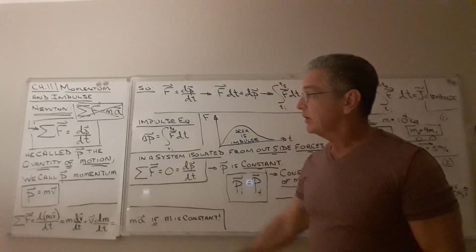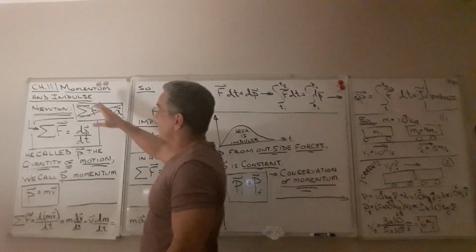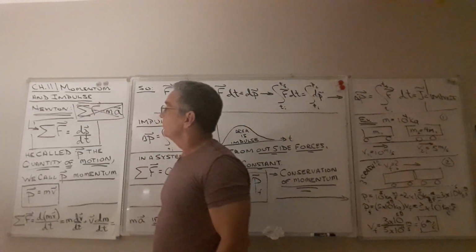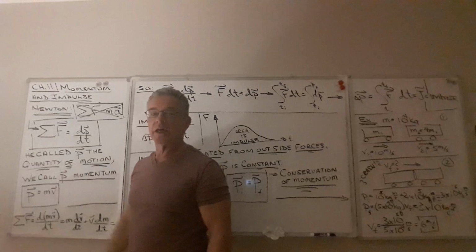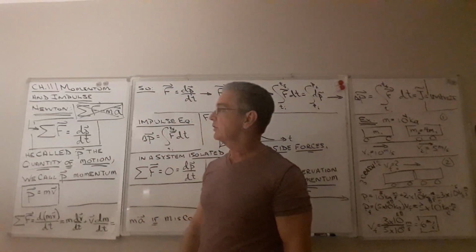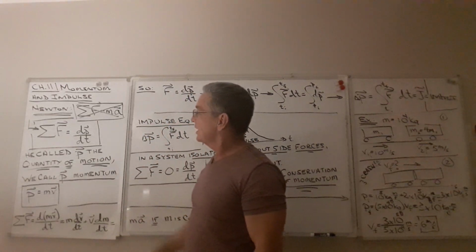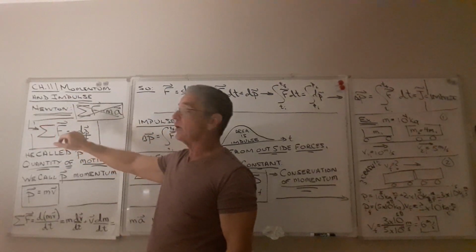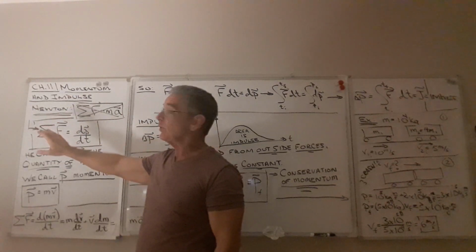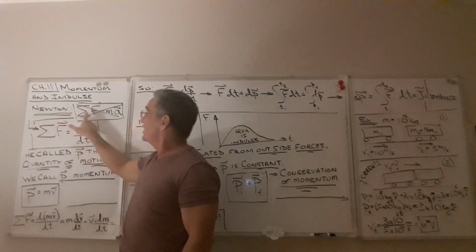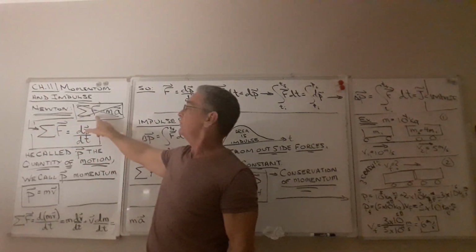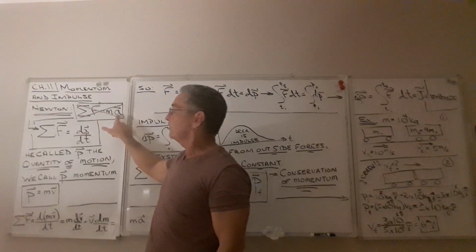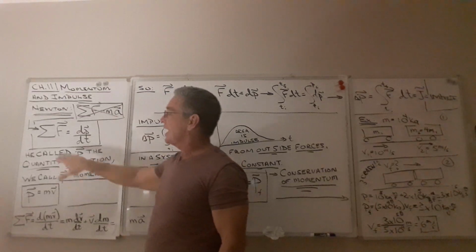I'm going to start up here in the upper left-hand corner. So chapter 11, momentum and impulse. Impulse is closely related to momentum. And to start off, I'm going to tell you that what I've told you before about Newton's laws isn't exactly right. Newton didn't write the sum of the forces is equal to mass times acceleration. Not exactly. Here's what he actually wrote.